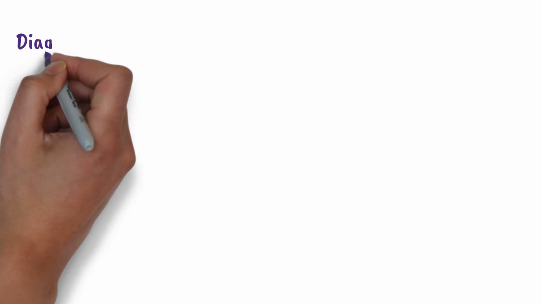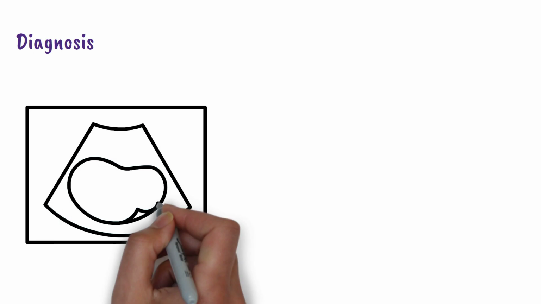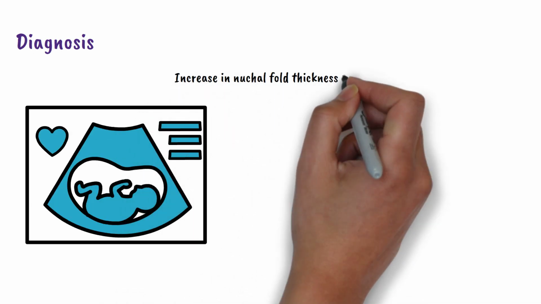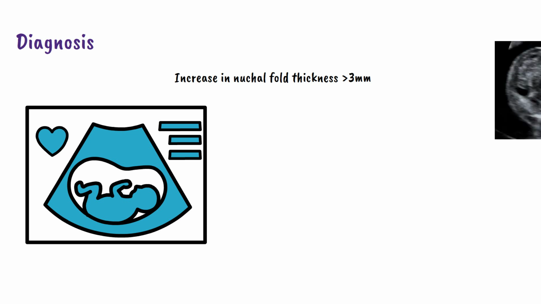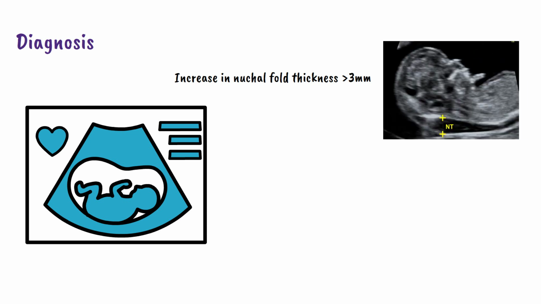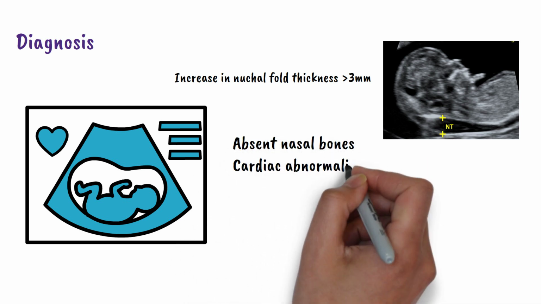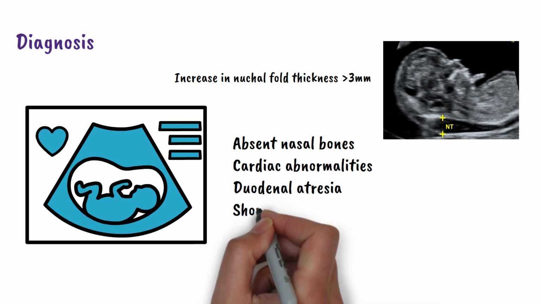Down syndrome can be diagnosed antenatally with ultrasonography and certain changes seen in biochemical markers. The features you see in an ultrasound are an increase in nuchal fold thickness, that is, more than 3 mm. This is the most sensitive sign that you can see in an ultrasound scan. Other features you may see are absent nasal bones, cardiac abnormalities, duodenal atresia, and a short femur.